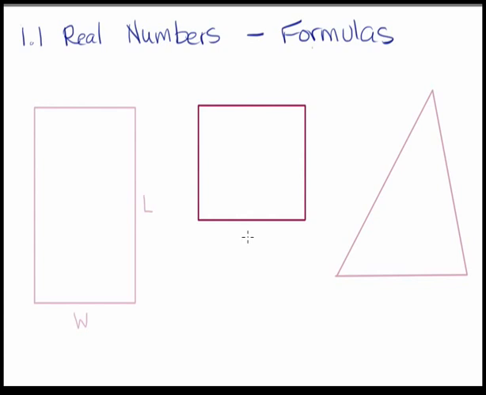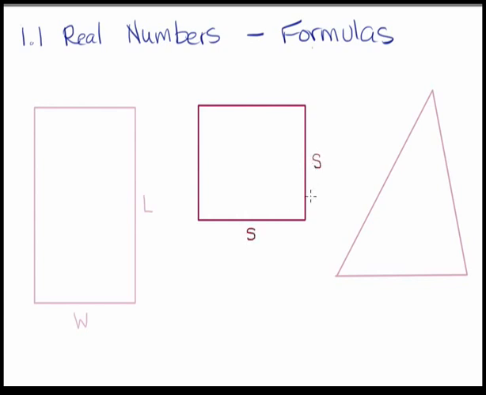For a square, instead of calling the sides W and L, we can call them both the same thing, since they have the same measurement. We could call them both W, or we could call them both L. A lot of textbooks, though, yours included, use the letter S.